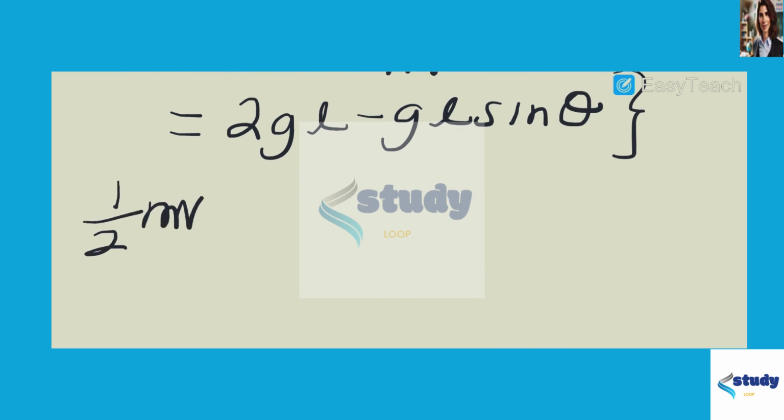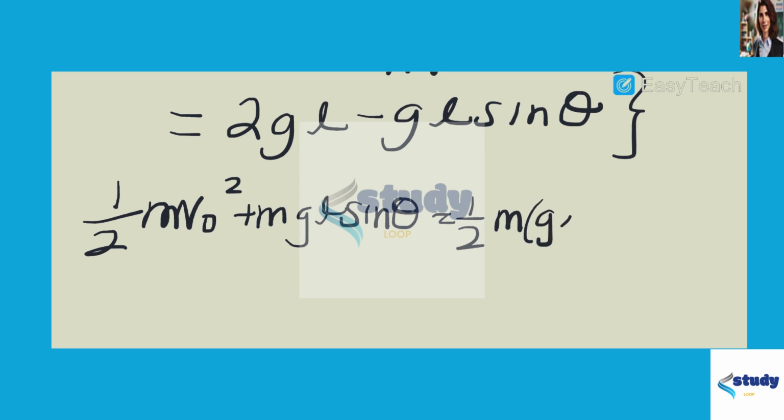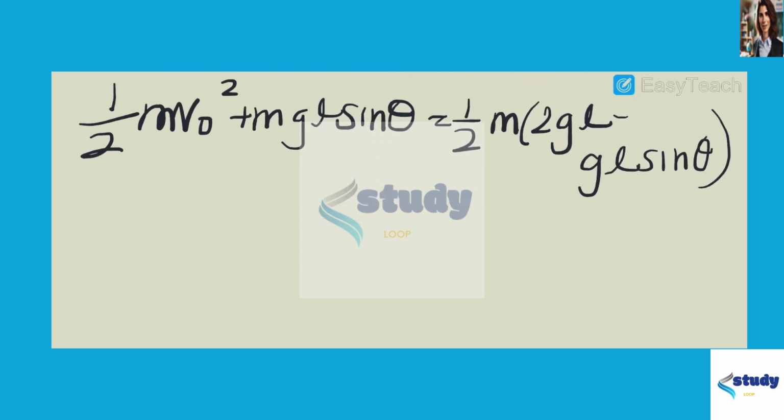We have 1/2 m v0 squared plus mgL sine theta equals 1/2 m times 2gL minus gL sine theta. I'm going to continue. And we can see here that our masses cancel out, which is great. Makes computation a little easier.